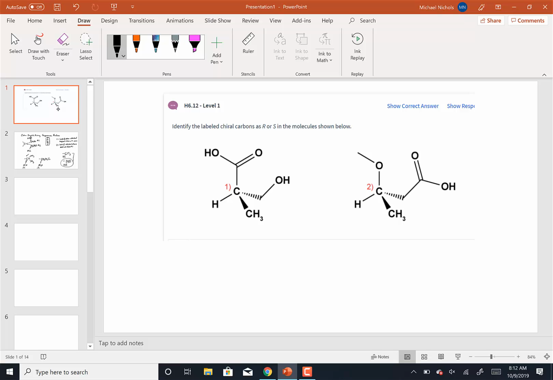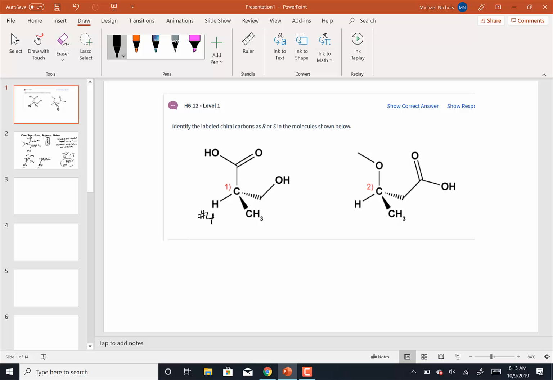There's 3 steps, and if you screw up any of those 3 steps, it doesn't necessarily mean you'll get the wrong answer. Okay. All right, for number 1, what's the low priority group? Hydrogen. We all agree with that? Hydrogen is always the lowest priority group.